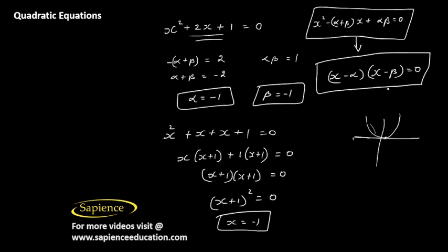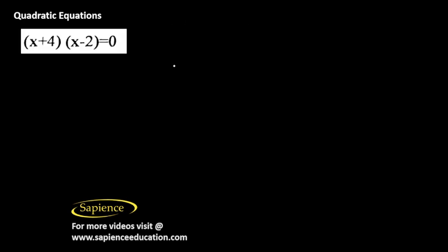So x plus 4 into x minus 2 equal to 0. We don't even have to split the middle term or anything because the quadratic equation is already given in the factorized format. So x plus 4 into x minus 2 equal to 0. These are just two numbers inside two brackets, and when you multiply them, that is becoming 0, which means either this is equal to 0 or this one will be equal to 0.